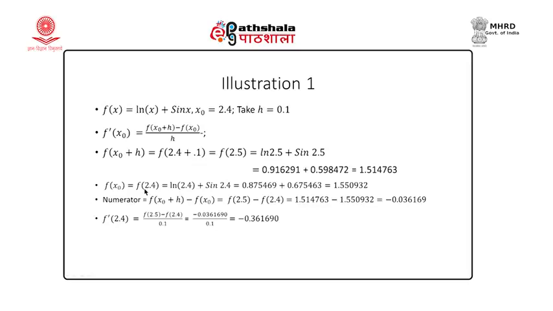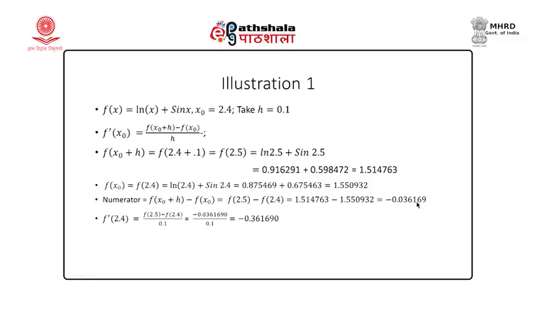Let us calculate similarly. f of 2.4 is ln 2.4 plus sine 2.5, and these values sum up to be 1.550932. The numerator is the difference of f(2.5) minus f(2.4), so 1.514763 minus 1.550932, and this difference comes out to be minus 0.036169.